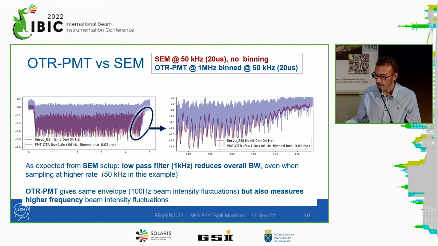And as you see in this other example, where we zoom, in this case I kept the secondary emission monitor at its acquisition frequency of 50 kilohertz, and then I binned the OTR PMT signal at the same binning, so the 20 microseconds, the equivalent of 50 kilohertz. And you see how well the envelope of the signal is agreeing when you do the zoom. And then we can appreciate here that, as expected, the presence of the low-pass filter for the secondary emission detector is a limitation, whereas the PMT is able to follow very nicely the fast intensity variations that again are unwanted and that operation tries to suppress.